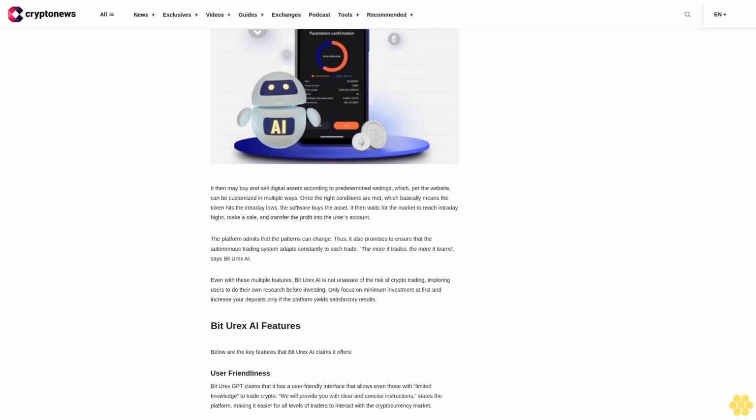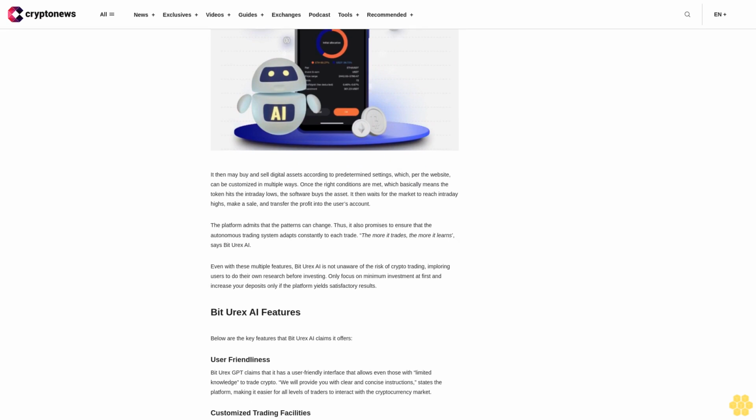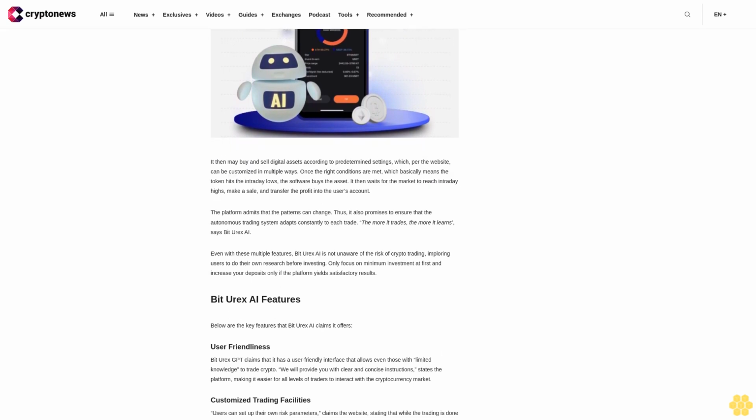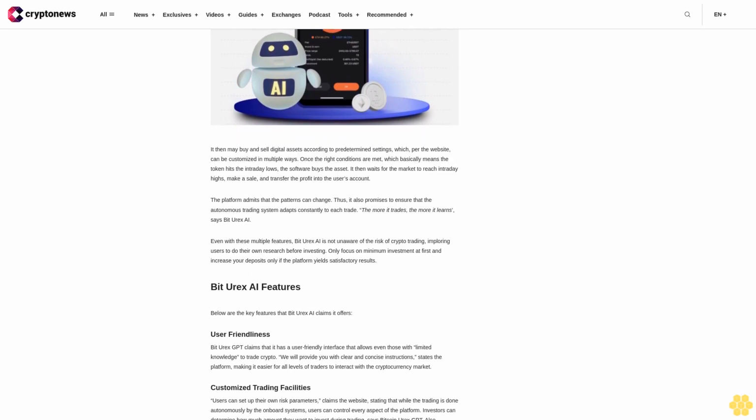Features a simple UI, supports multiple cryptocurrencies. Cons: no historical data is available to confirm the win rate. Customer reviews of this platform are mixed. Offers no information about the makers of the platform.